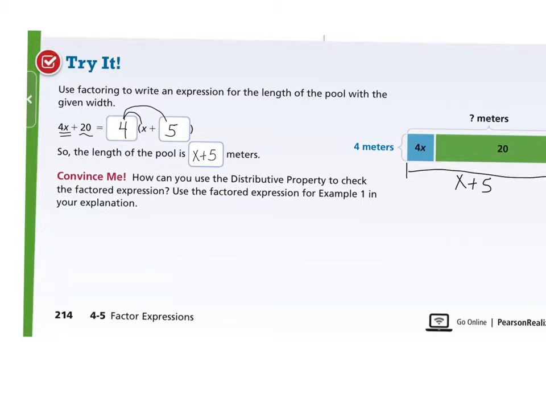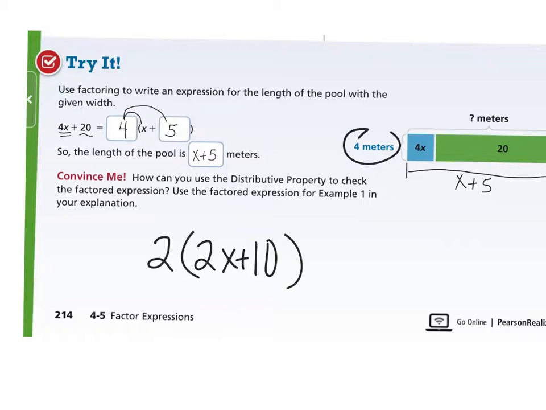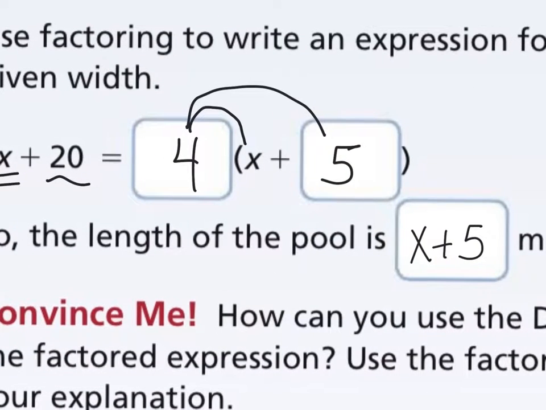Another thing on this problem, some of you might have thought about the 4x and the 20 having a 2 in common, and that's true. We could technically factor it as 2 times the quantity 2x plus 10. The problem with that is they're telling us that one of the dimensions is 4. So length times width, one or the other of them has to be 4. If I say it's 2 and 2x plus 10, neither of those is 4, so that doesn't work. That's how we know 4 has to be one of the dimensions of our rectangle.